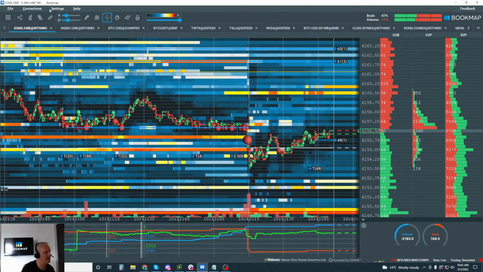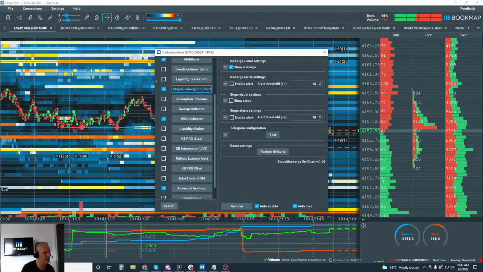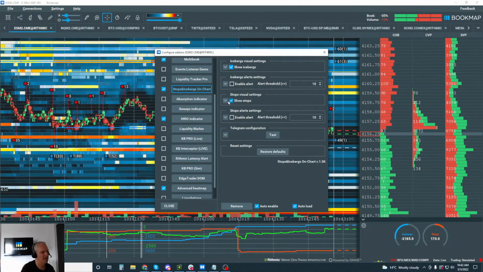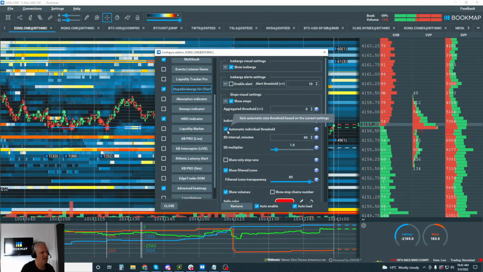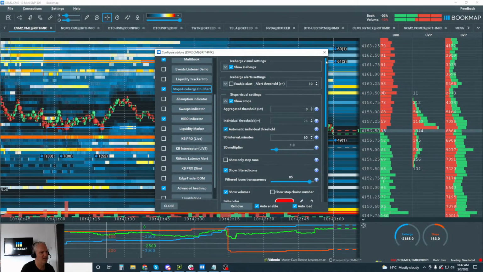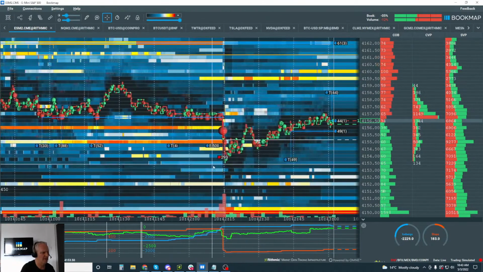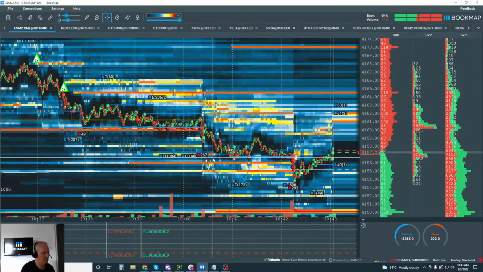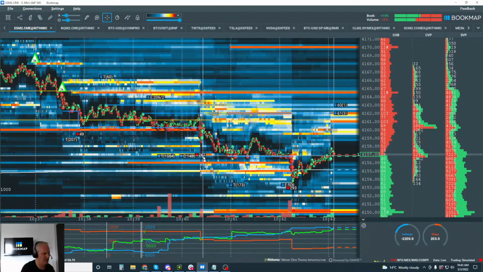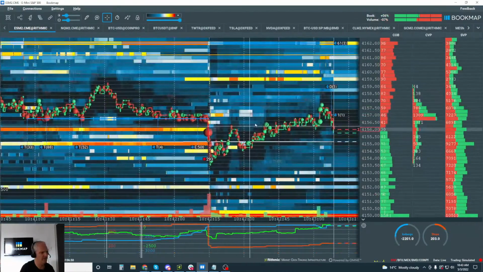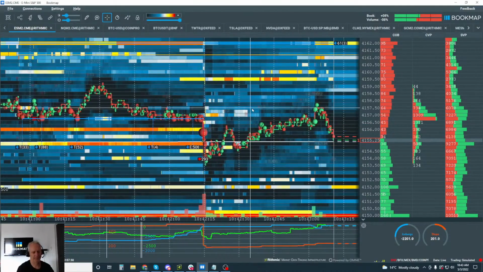Well, let's just turn it on chart instead of trying to do the math. Okay. Yeah, 293 and 267. Okay, well, not the biggest, but not bad.